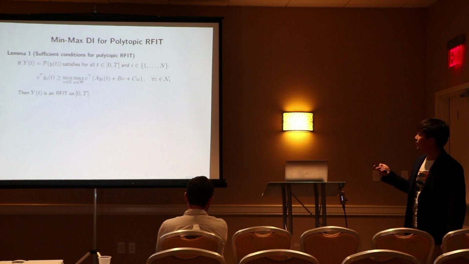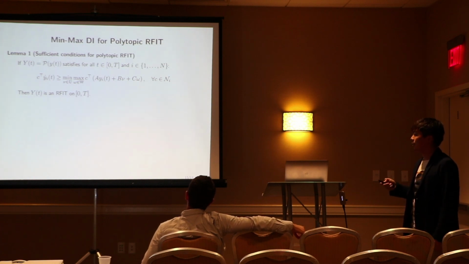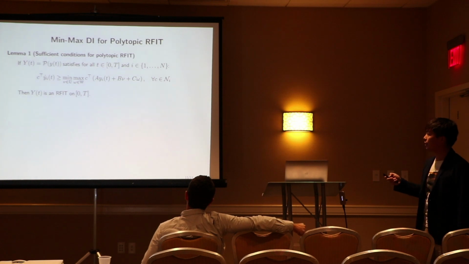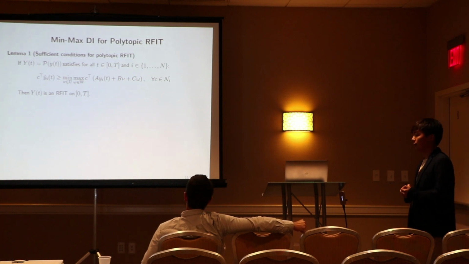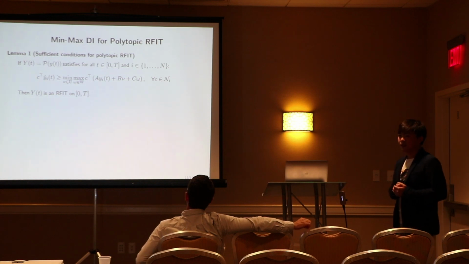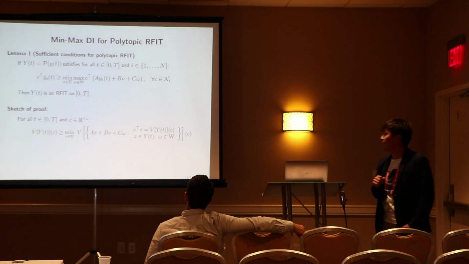And it is basically saying that a total number of n such min-max DIs has to hold in order for our y(t) to be an RFIT. And the good thing here is that instead of the differentiation on the support function, as I showed you in the previous slide, now we have differentiation on this vector-valued function y(t). So we are making progress. And let me also show you a brief sketch of the proof and see how we arrive at this.